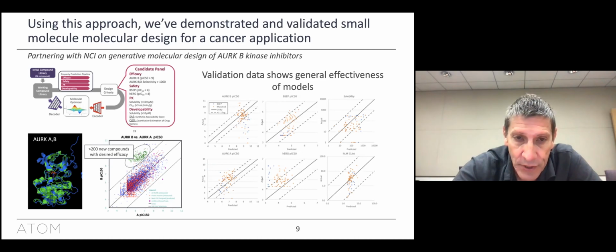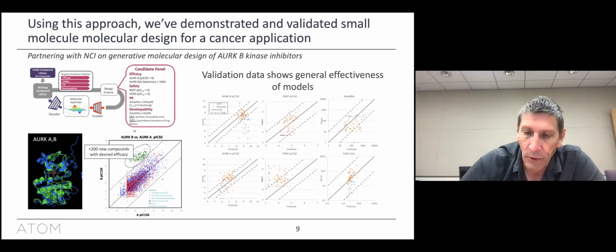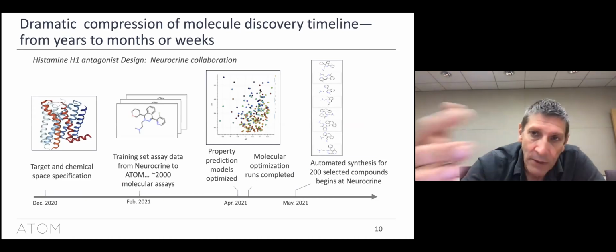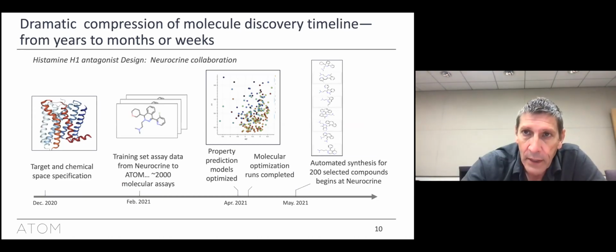which is exactly what we're aiming for. So we've had good experimental validation of the method. Finally, we've been doing more of those kinds of design investigations. This is an example of an H1 antagonist design.